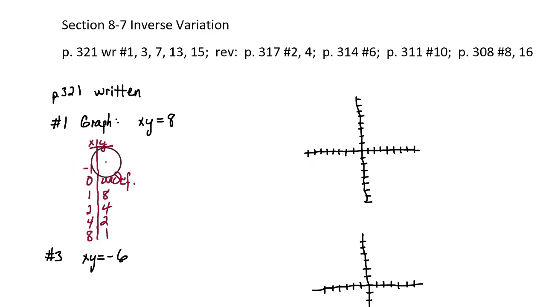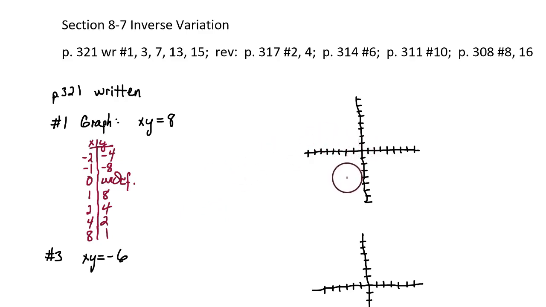When x is -1, y has to be -8. Or when x is -2, y has to be -4. Notice I'm starting to get some repetition of what happened on the positives. It's just that these are negatives. Let's graph our results.